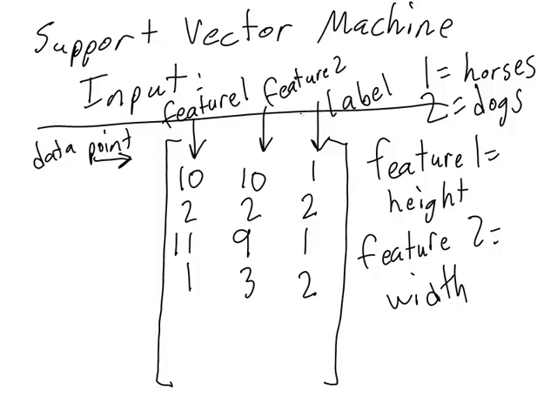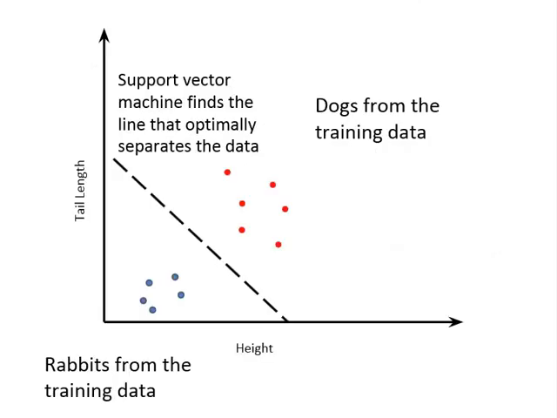This matrix, consisting of all of our training data, giving the values for feature 1, feature 2, and the label assigned to each data point, is the input to our support vector machine. The support vector machine produces an output that is a line or a plane, depending on how many dimensions we have in our feature plot, that optimally separates the data. In other words, this line is positioned equidistant from the two classes of data.